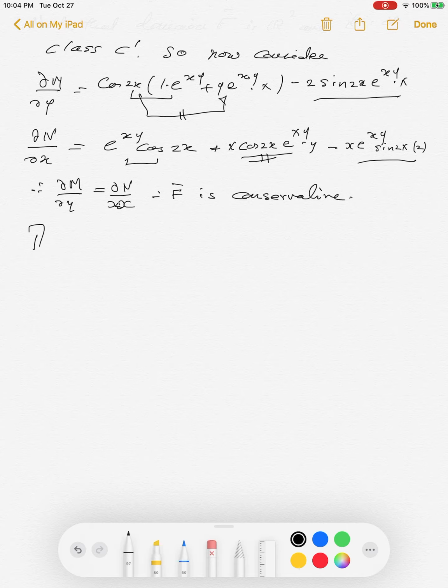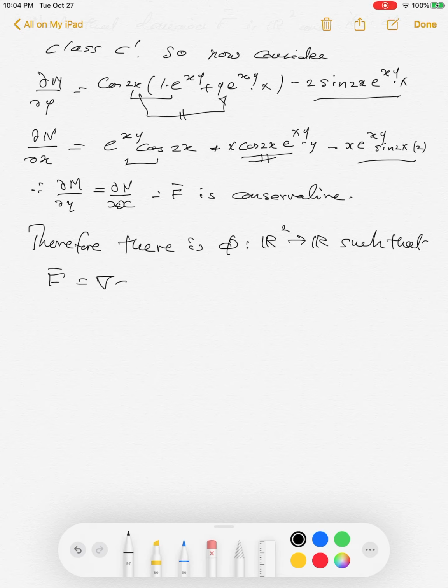So now we'll try to find the potential. So therefore there is a phi from R2 to R such that f bar is the gradient of phi.